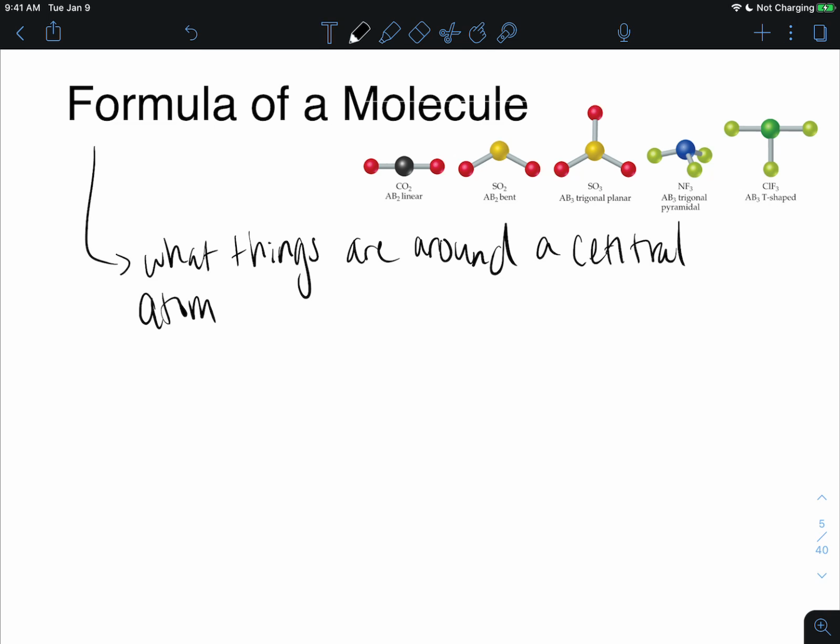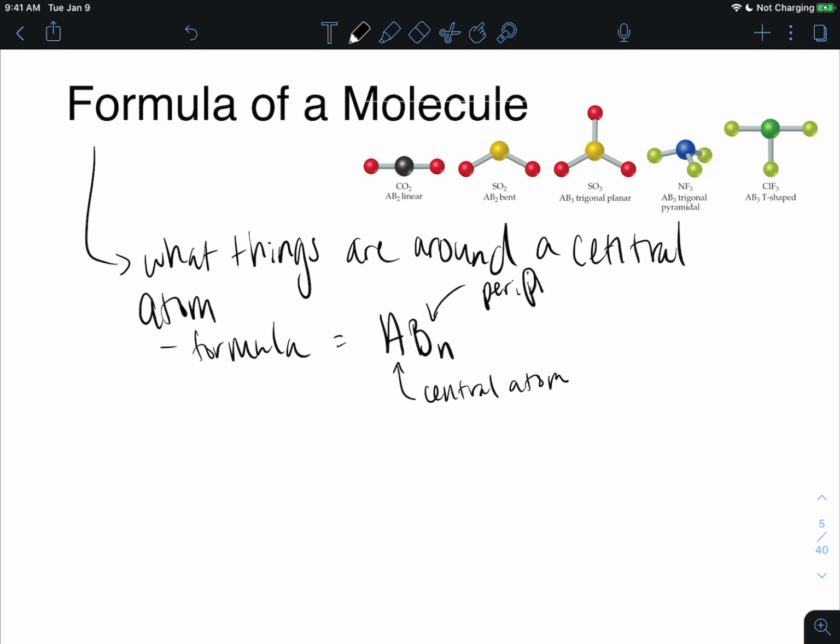Okay, so the formula takes on the structure AB_n. So A is our central atom, and then B is our peripheral atoms, and there are n of them. Okay. And the first different geometries we're going to be looking at, we're going to assume that there are no lone pairs around our central atom.